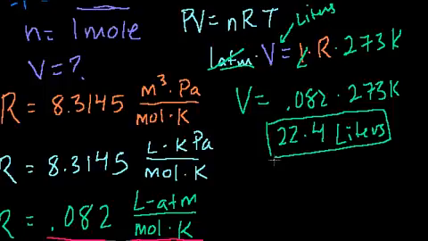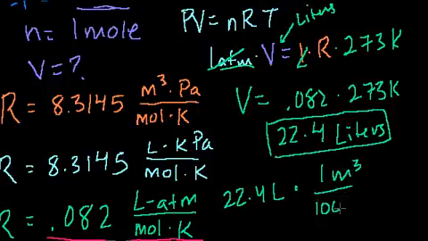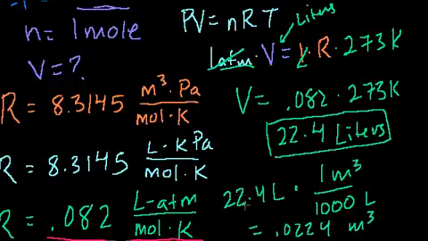And if you wanted to know how many meters cubed it's going to take up, you could say 22.4 liters times, now how many meters cubed are there? For every 1 meter cubed, you have 1,000 liters. I know that seems like a lot, but it's true. Just think about how big a meter cubed is. So this would be equal to 0.0224 meters cubed if you have a mole of something at 1 atmosphere and 0 degrees Celsius.